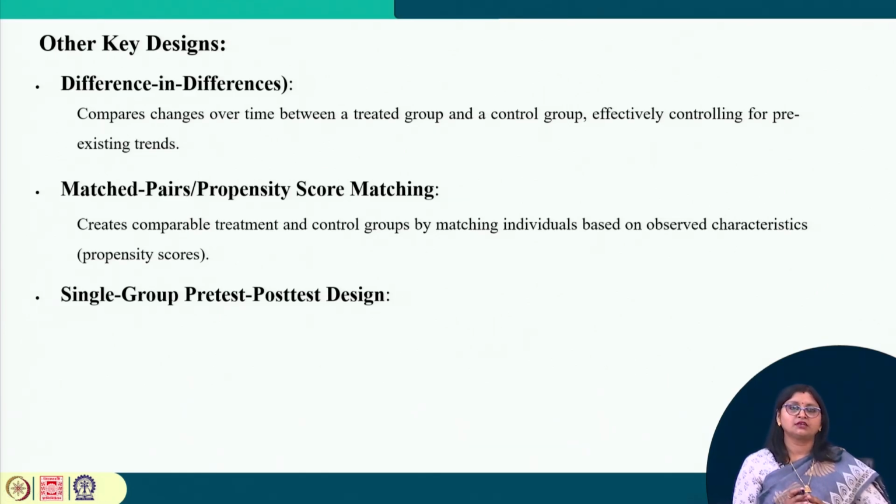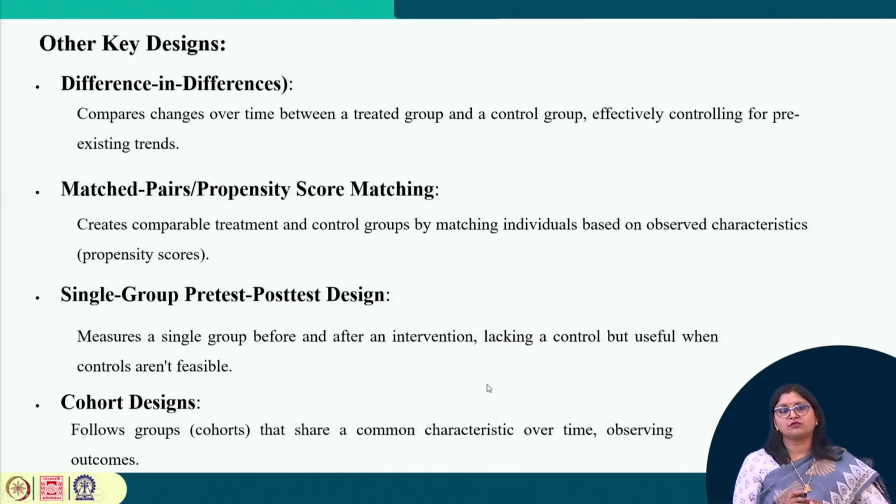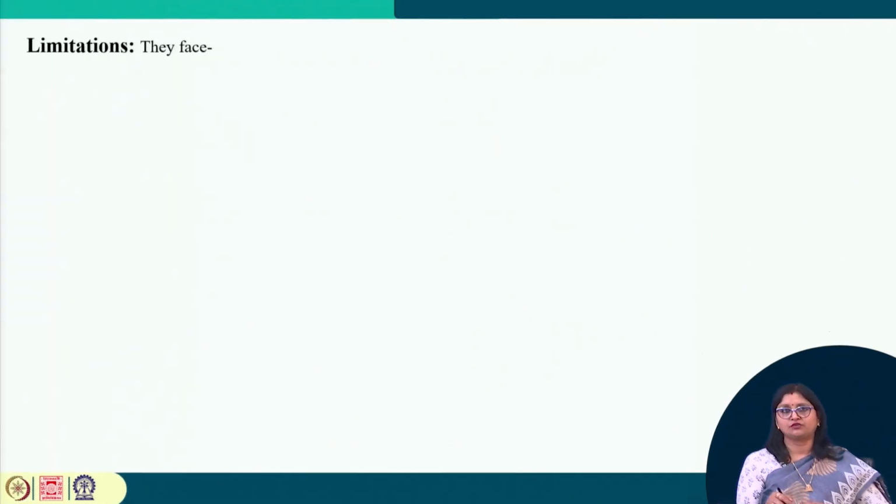The next one is single group pretest-posttest design. This design measures a single group before and after an intervention, lacking a control, but useful when controls are not feasible or not possible. Then we can use this single group pretest-posttest design. Then the next one is cohort design. This cohort design follows cohorts that share common characteristics over time, observing the outcome.